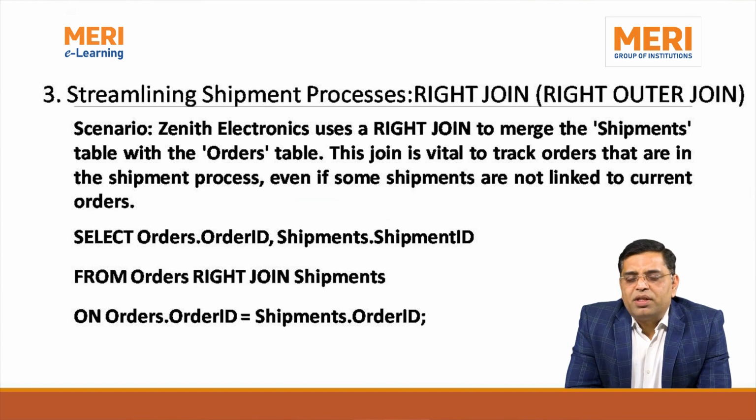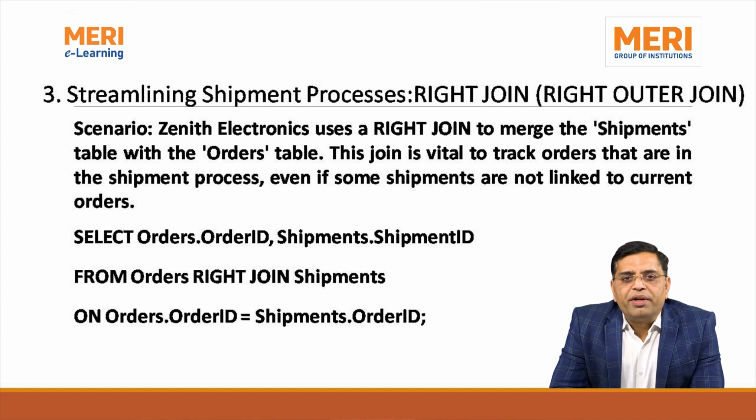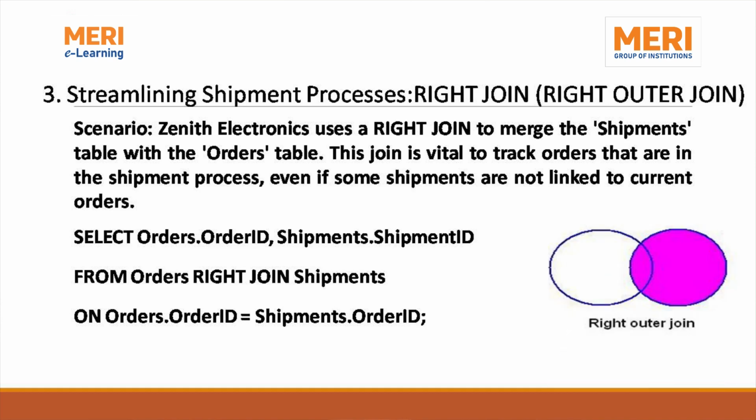Streamlining shipment processes. Making shipment processes smoother means having the right details to follow orders being shipped, even if some shipments are not connected to current orders. This query retrieves data from two tables, orders and shipments. It performs a right join operation, which means it selects all records from the shipments table and only the matching records from the orders table based on the common column order ID. If there are no matching records in the orders table, null values are returned for the order ID column.